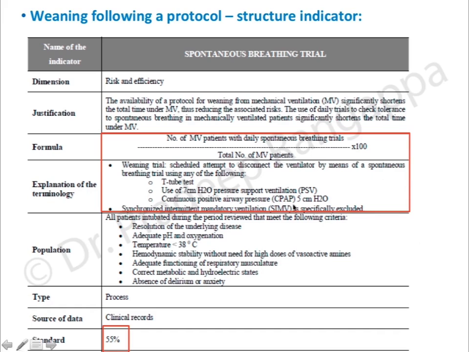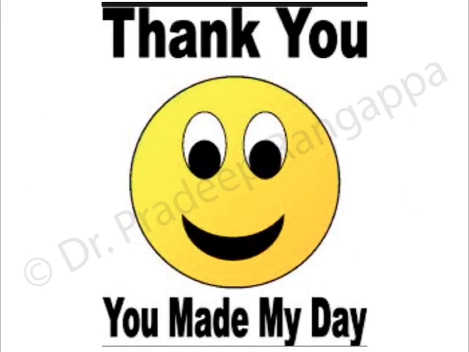And to end my talk, I think we all need to understand that the SBT trial or the weaning protocol is a structure indicator. It is a quality indicator, and the benchmark is that 55% of all your ventilated patients should be on some form of weaning protocol at any point of time, and that is how you calculate it. So 55% of your ventilated patients at any point of time should be given the weaning protocol or a weaning trial. So thank you very much.